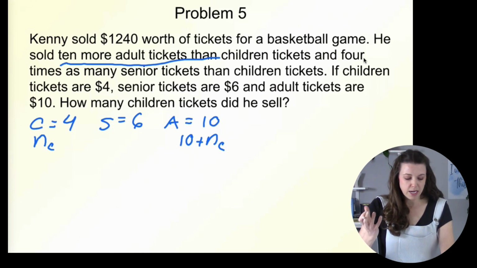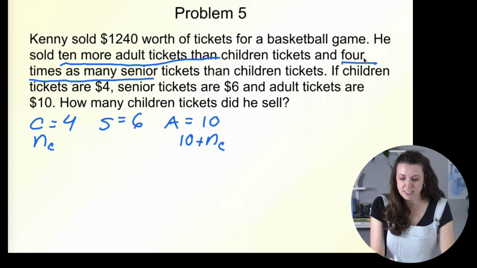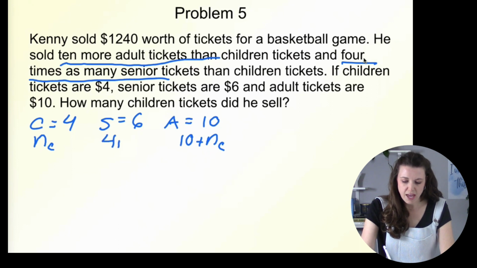Use it if it helps, and it really is just going to help us stay a little bit more organized, okay? And then senior tickets, it said sold 4 times as many senior tickets than children's tickets. So 4 times is just going to be 4 NC, so the number of children's tickets. All right, now let's create an equation.